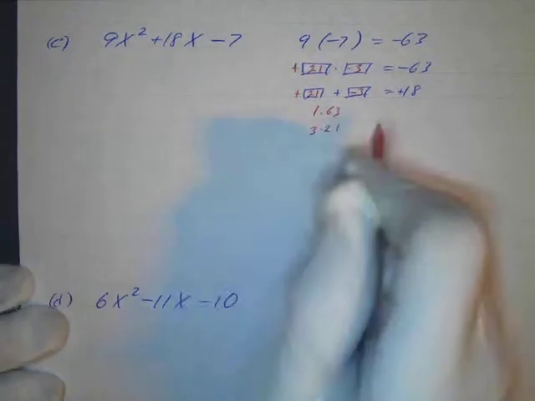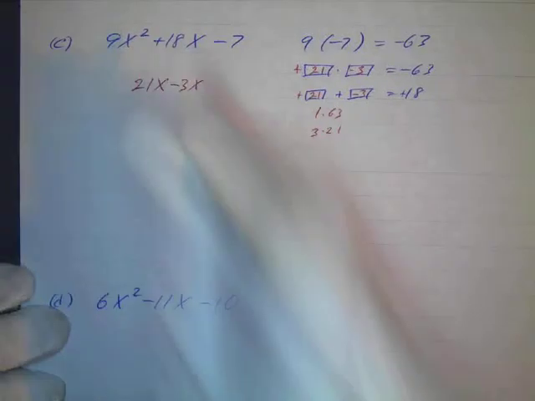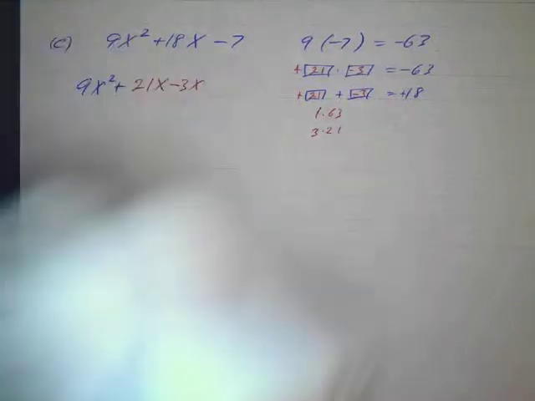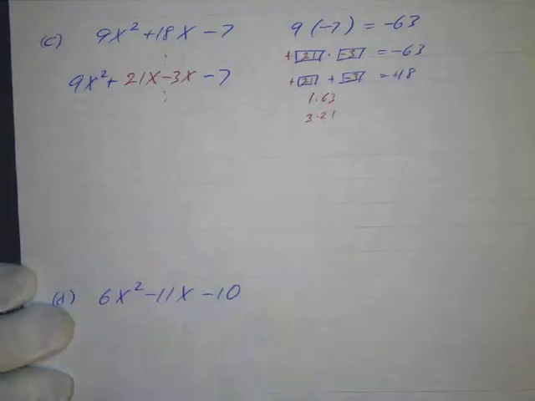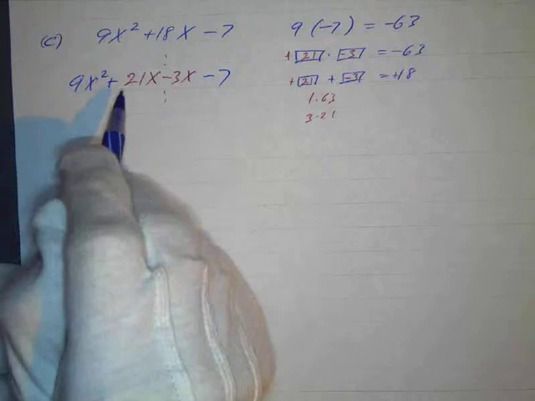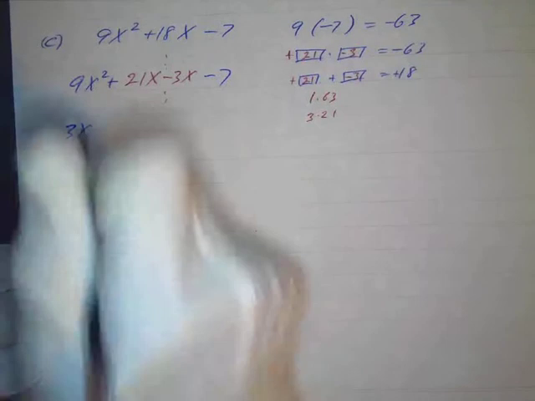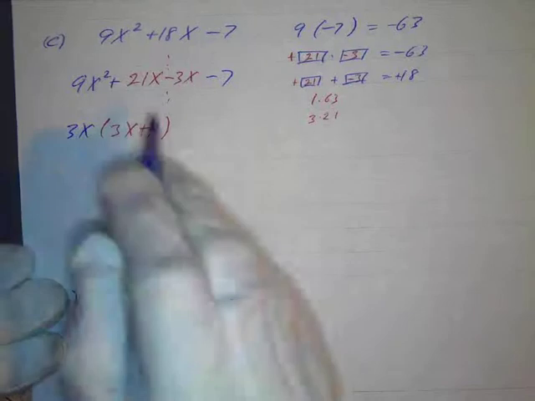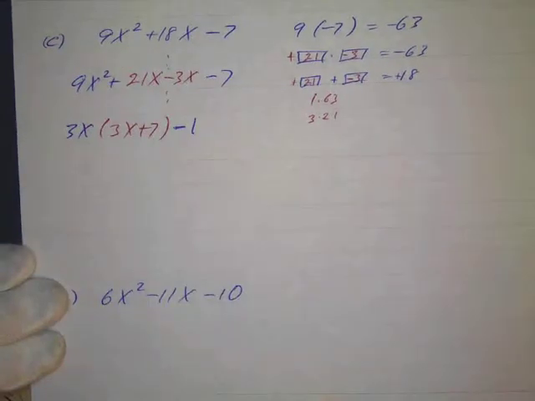And I'll rewrite that 18x as 21x minus 3x. And then we'll bring down my 9x squared and a negative 7. And then we'll do our 4-term grouping. And out of these two terms, it looks like, in fact, I can factor out a 3x. And what's left is 3x plus 7. Now, out of these two terms, remember, we always factor out that leading sign, so I'm going to take out a negative. And it doesn't look like there's anything else, so I'm just going to make it a negative 1.